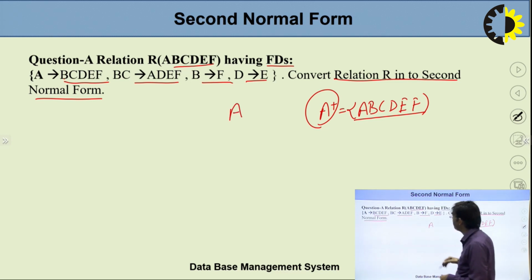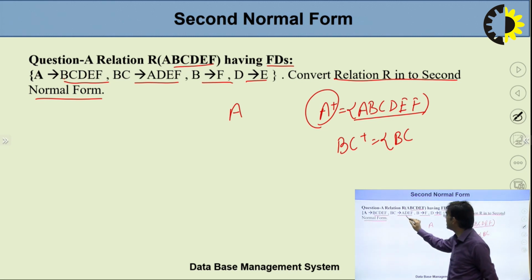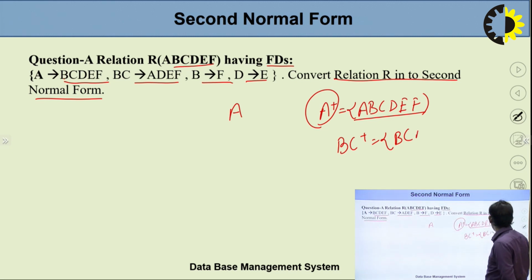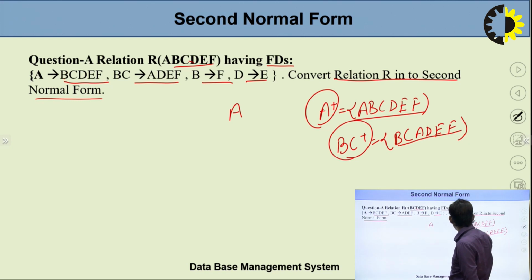Now we have to identify some more candidate keys. We have to take the closure of BC. BC plus means BC, and what is BC deriving? It is deriving A, D, E, F. After performing closure of BC, it will give BC, A, D, E, F, that is all the attributes of the relation. That's why BC is also a candidate key. In the given relation, there are two candidate keys.